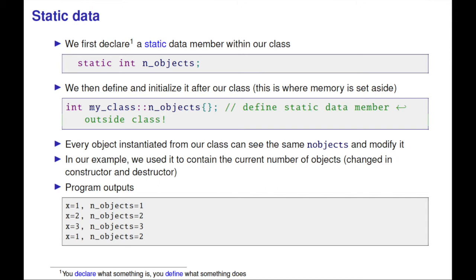In our example, we use it to contain the current number of objects, which is changed in both the constructor and destructor. No big surprise, the code outputs x equals 1, 1, x equals 2, 2, x equals 3, 3, which was A3. A3 goes out of scope. If I then process A1 again, there's only 2 objects left, so nObjects is 2. So that's quite an intriguing way of doing it.